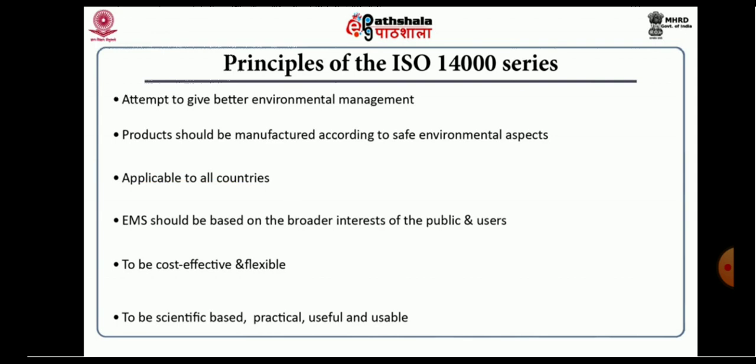Next, the principles of the ISO 14000 series. First one is an attempt to give better environmental management. Second, product should be manufactured according to the safe environmental aspects. And third one is applicable to all countries. Fourth, EMS should be based on the broader interest of people and users, to be cost effective and flexible, to be scientific based and practical, useful and usable. So these are all the principles available in the 14000 series.